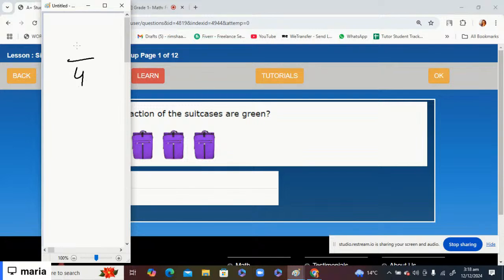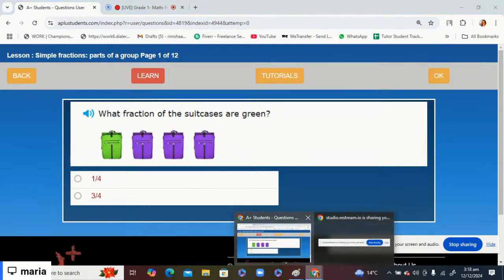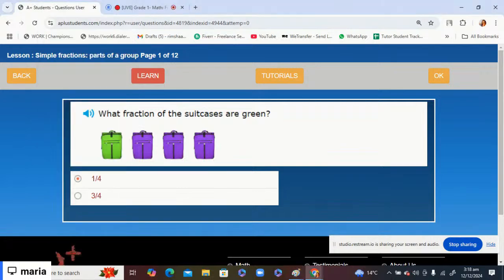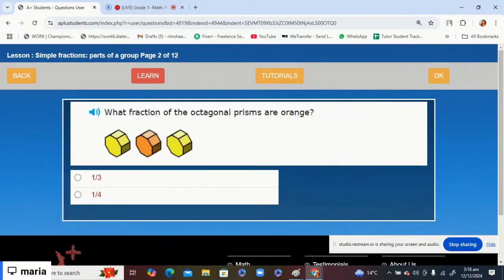And how many is green? Only 1. Okay, check the total. That is 1, 2, 3, 4, and the green is 1. So we are putting the total in the denominator, and the green one is only 1, this is on the top. So that is 1 by 4. And this is the right answer.